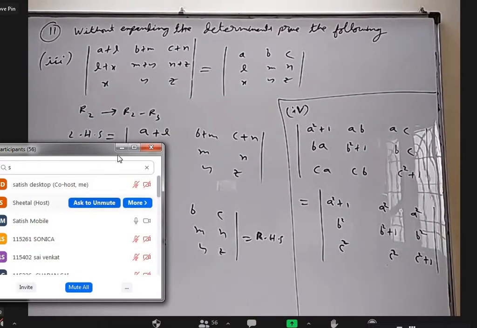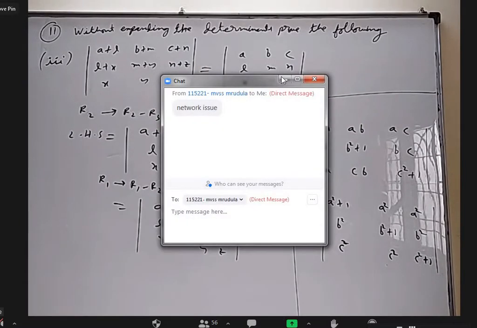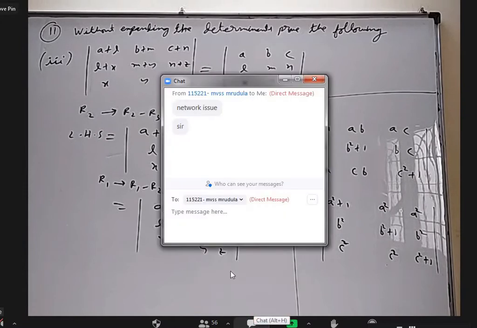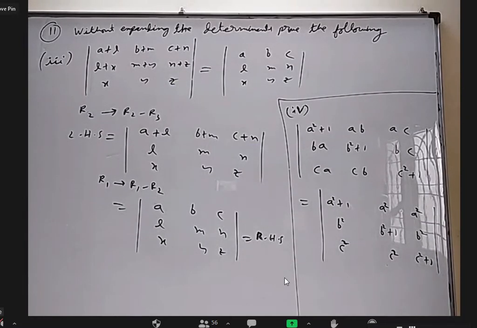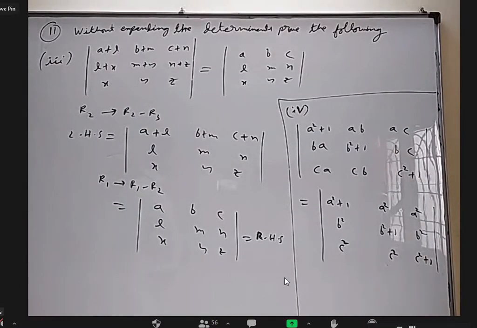Sir, completed, sir. Okay. How to do that one? Sir, first we should take A common from the first column, B common from the second column, and C common from the third column, sir. Okay. And we should multiply those with rows. That's good. You have done this question before or just now? Just now, sir. That's very good, Shashidhar.